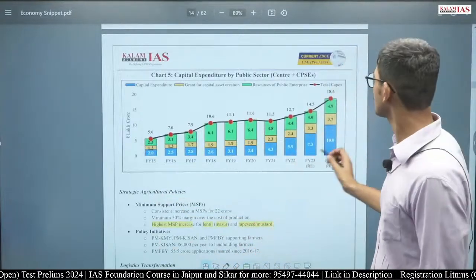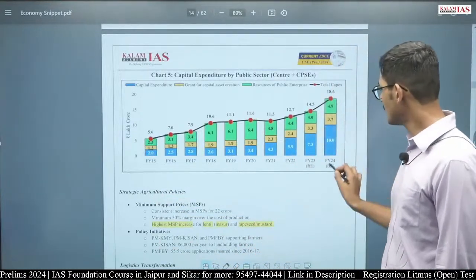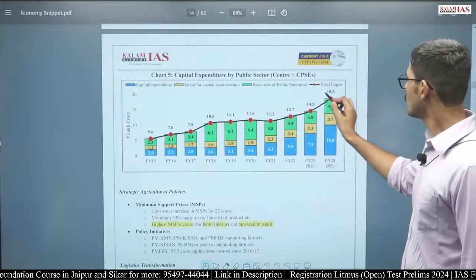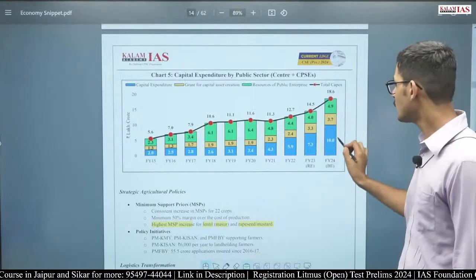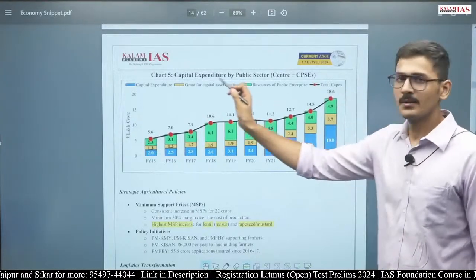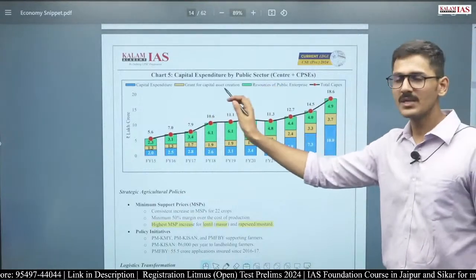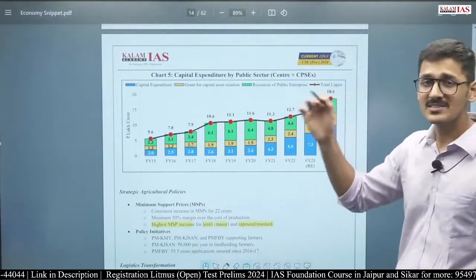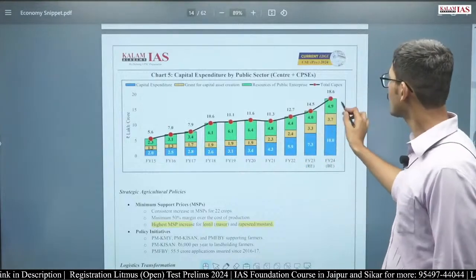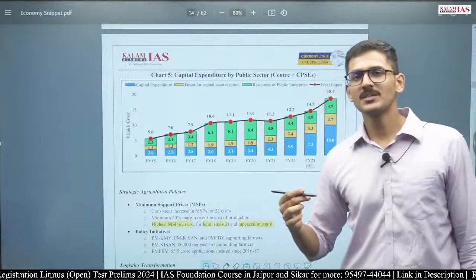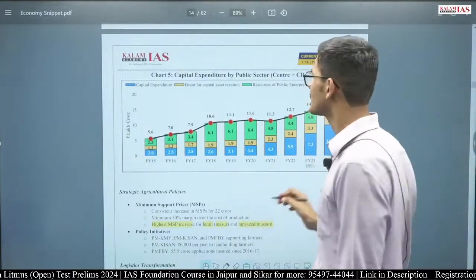So total capital expenditure by public sector last year, that is financial year 24, that ended in March 2024, was 18.6 lakh crore, and out of which 10 lakh crore were by the central government alone, 3.7 lakh crore were the grants for capital asset creation by the central government, and 4.9 lakh crore were central public sector enterprises, not the state public sector enterprises, only the central public sector enterprises.